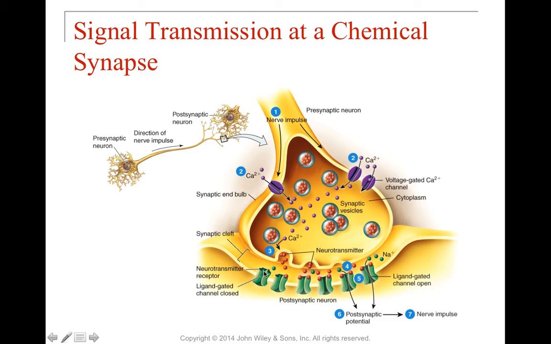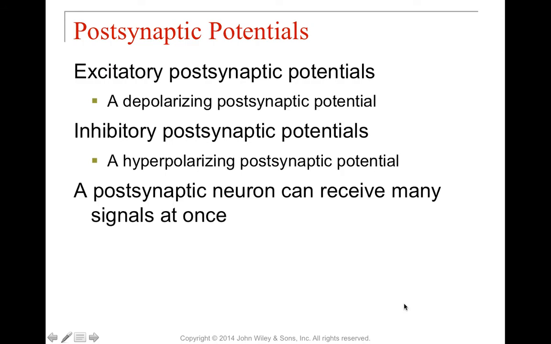The neurotransmitter receptor here is going to be closed until that ligand binds, and that ligand, again, is acetylcholine. It's going to come out of this synaptic end bulb into the synaptic cleft, get picked up by the ligands here, and cause the ligand-gated channel to open. That's going to send information down and cause another nerve impulse.